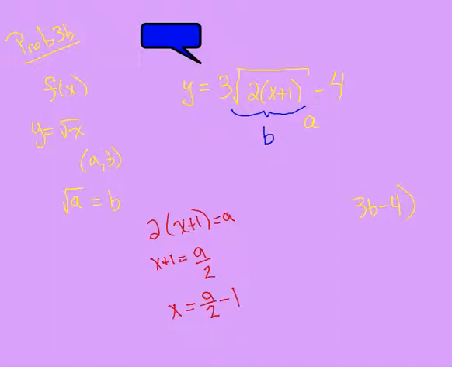So end of the day, if a comma b works over here, then a over 2 minus 1 works for this function. Right?